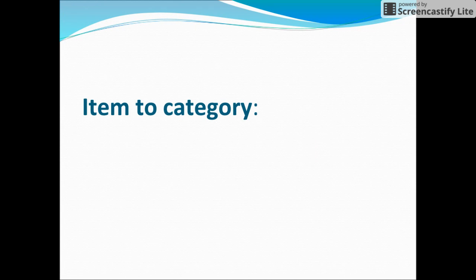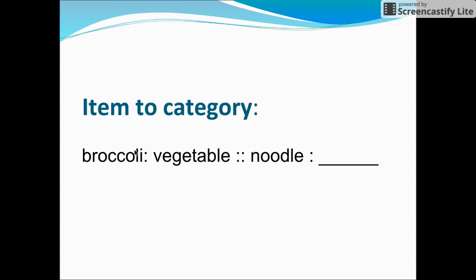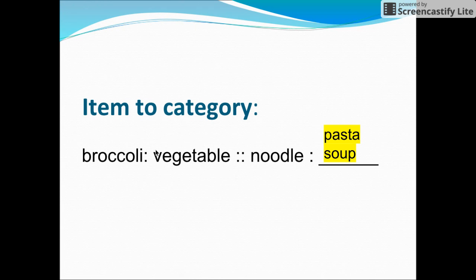Item 2, category. So this is an item and its category. Broccoli is a type of vegetable. Noodle is a type of what? Where does the noodle fall into what category? So this one, I'm going to give you a little bit of leeway, this one's a little more confusing. So you can put either or, okay? So pasta or soup. Broccoli is a vegetable. A noodle is either a pasta or it's a soup, okay? That's the category that it would land under.